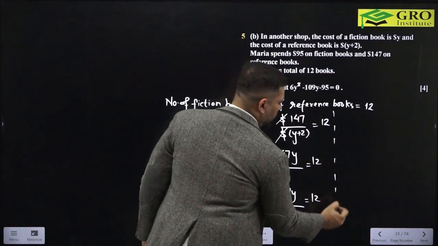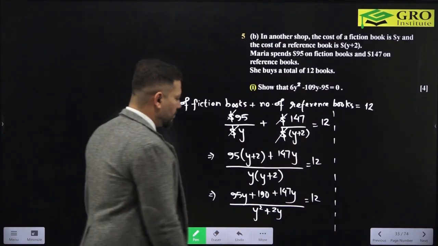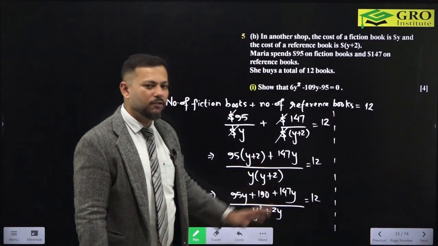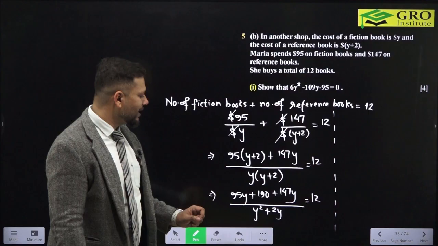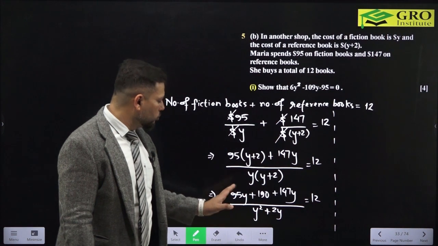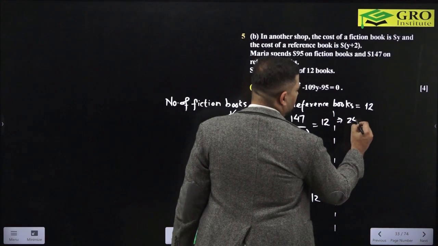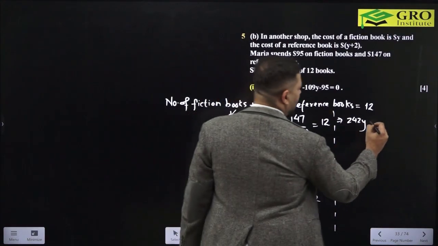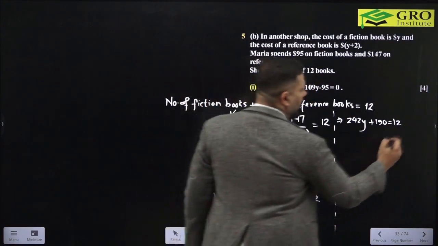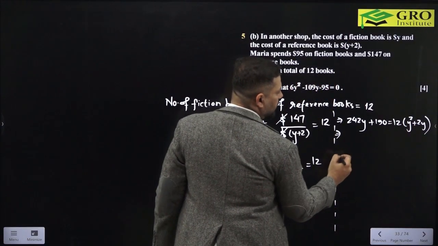Let us now further solve it. Here I will transpose y square plus 2y on the other side, so it will be getting multiplied with 12, and here we see that 95 will be added with 147. What will be the sum of 147 and 95? 147 plus 5 will result into 152, and 152 plus 90 will be 242. So that is what we are getting. This is going to be 242y plus 190 equals to 12 multiplies y square plus 2y. Let us solve it further.